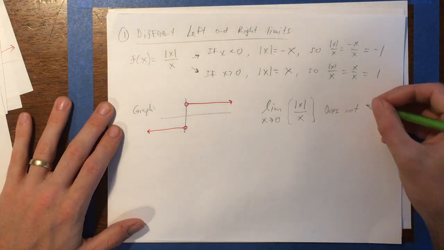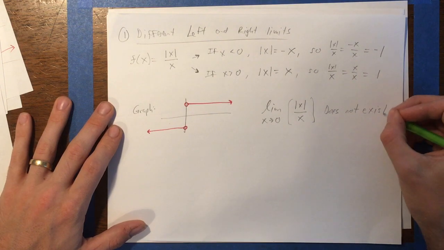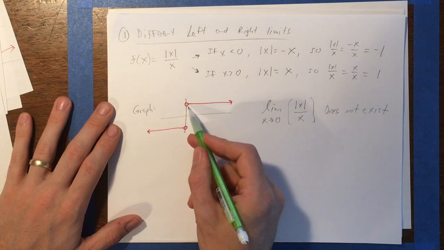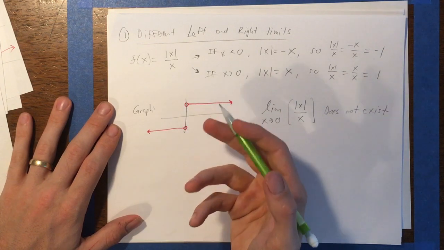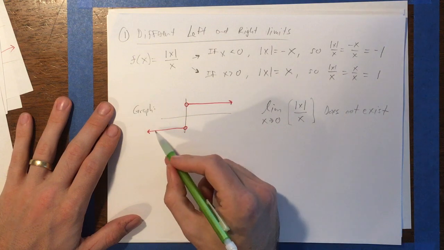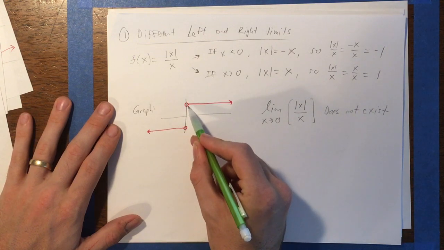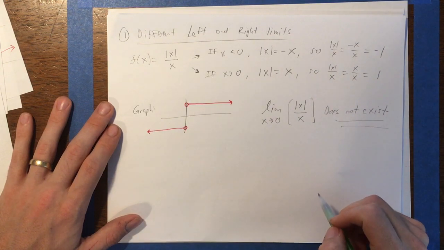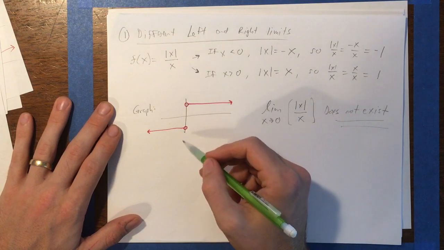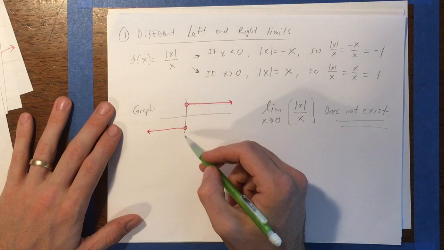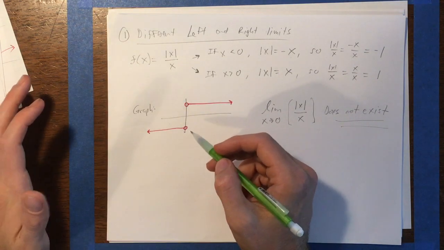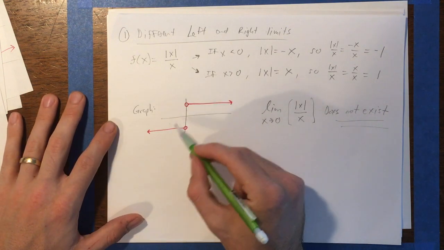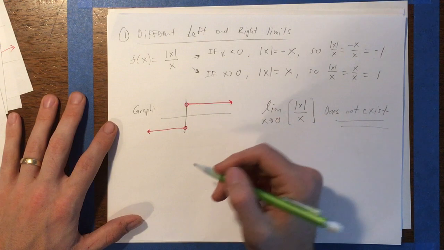Not because the function's undefined, but because the height you're approaching from the left and the height you're approaching from the right are not the same. That's the reason that this doesn't exist. The open circle is not a problem. What's actually happening at 0 is totally irrelevant and doesn't have any bearing on the actual limit value. What's happening as you approach 0 is what matters.